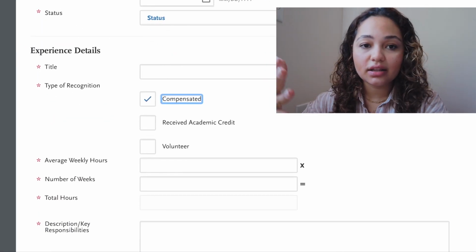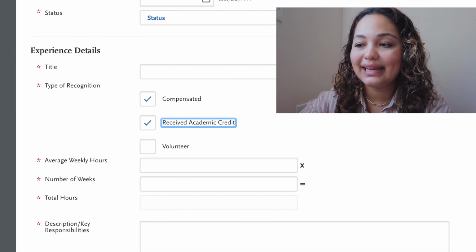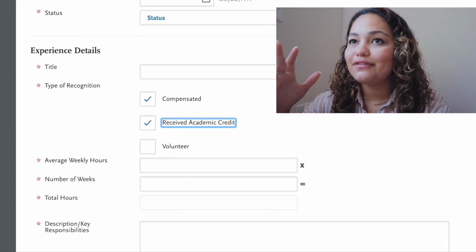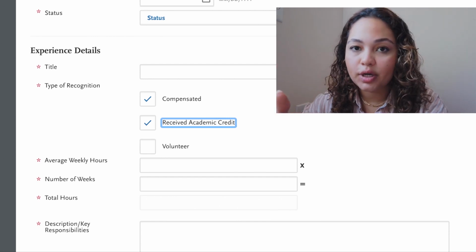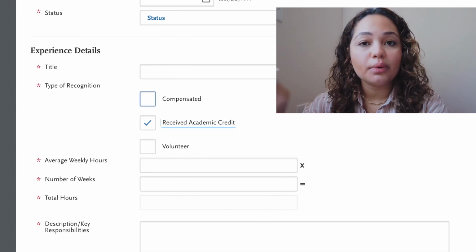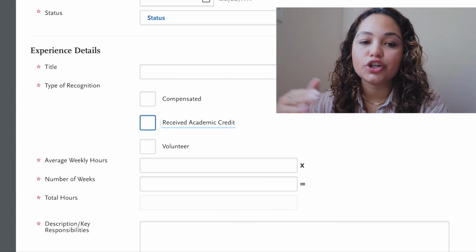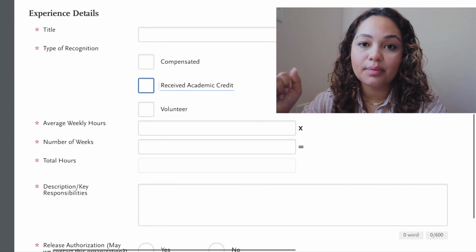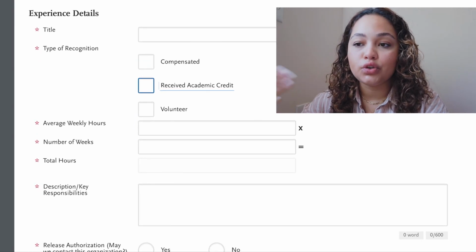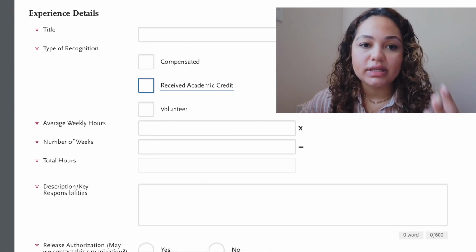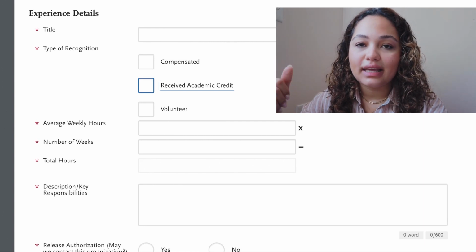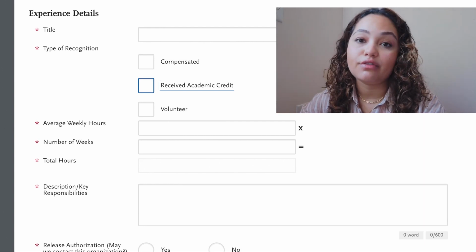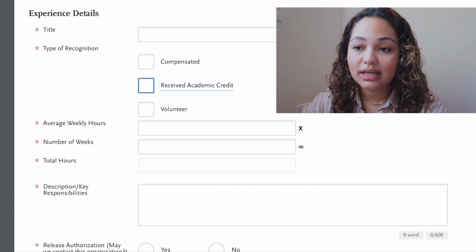So you put in your title at the job, you write down what you did, average weekly hours. Again, if this was years ago and you don't remember exactly the number, you can always approximate, and just make sure that you give the person who's vouching for you a heads up of how many hours you wrote down, just so that there's no miscommunication or mismatch. Obviously, if someone was supervising you, they probably have a record of exactly how many hours you did, so just make sure to reach out and check for sure.